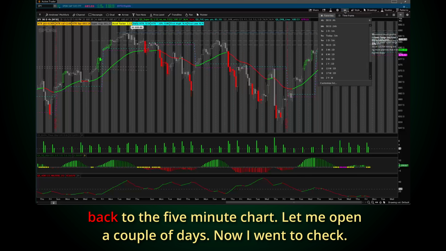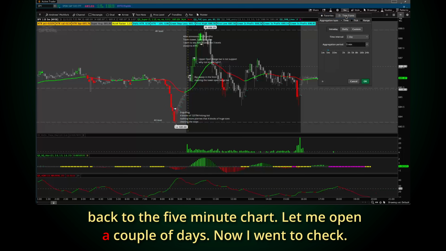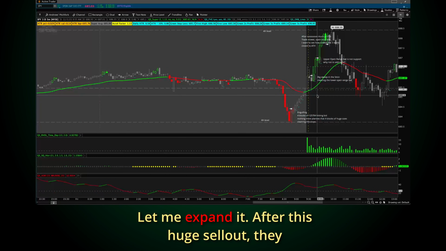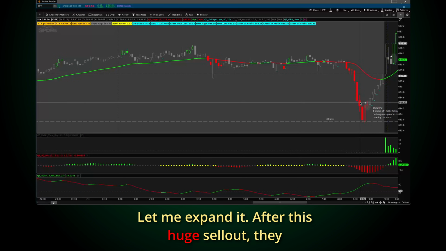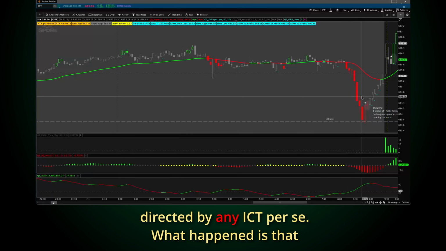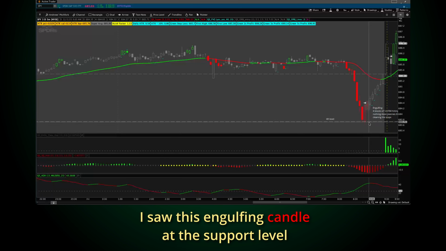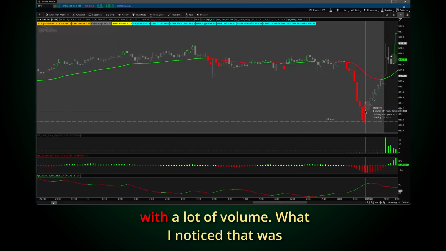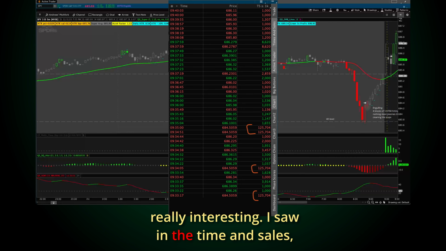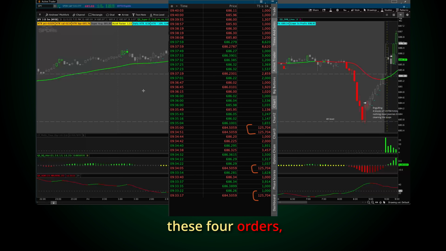Then I went back to the 5-minute chart. Let me open a couple of days. Now I went to check. Let me expand it. After this huge selloff, they have this fair value gaps concept, but my entry wasn't directed by any ICT concept per se. What happened is that I saw this engulfing candle at the support level with a lot of volume. What I noticed that was really, really interesting, I saw in the time and sales these 4 orders.